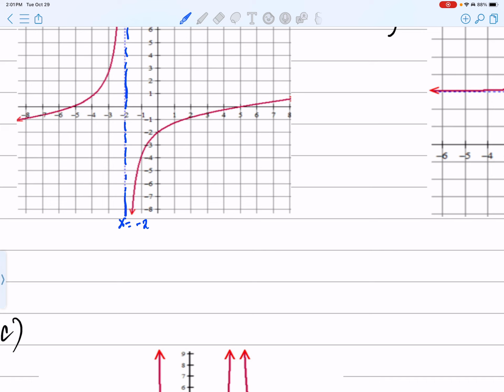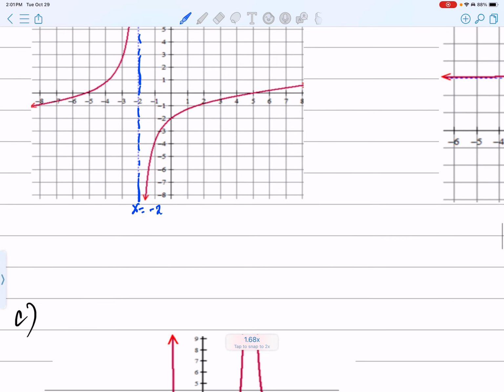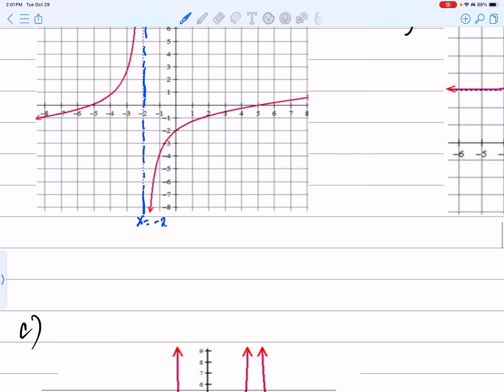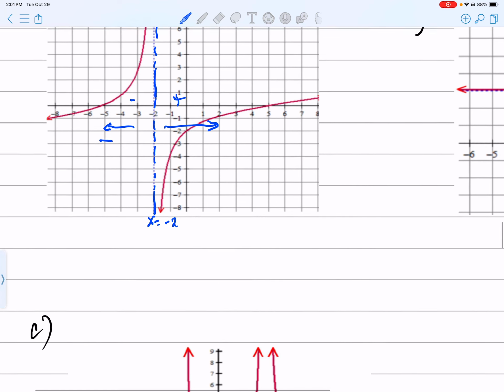All right. This is to the left of the vertical asymptote. This one right here. Left. And this is the right of the vertical asymptote. So this is the positive and this is the negative, if you try to look at that.